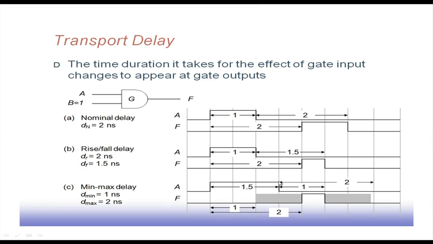Similarly, when the input A has fallen here, again between 1 and 2 nanoseconds the output has changed. So it can happen anytime: immediately, at the boundary, or in between d min and d max. This type of delay modeling is known as transport delay modeling.